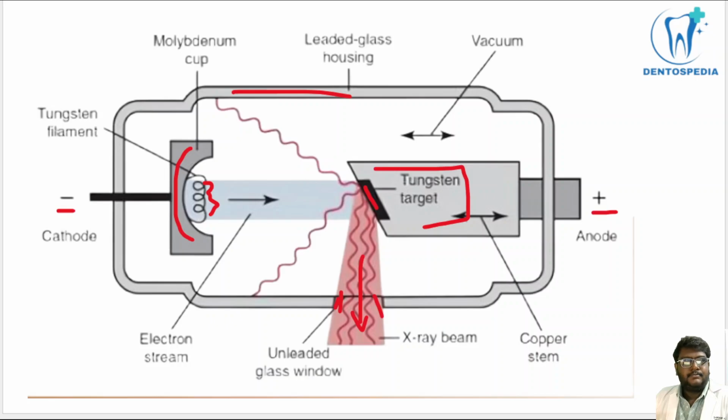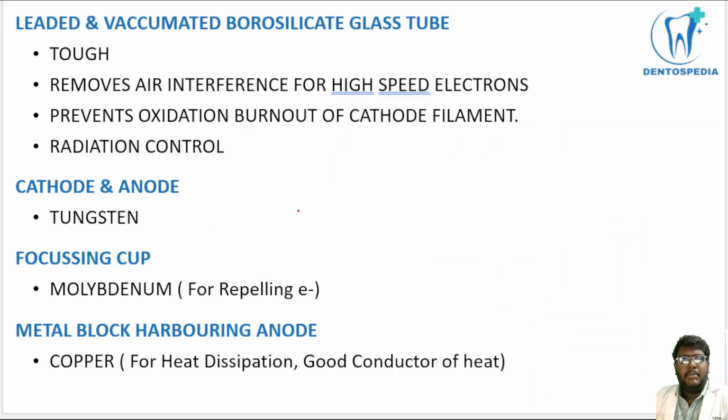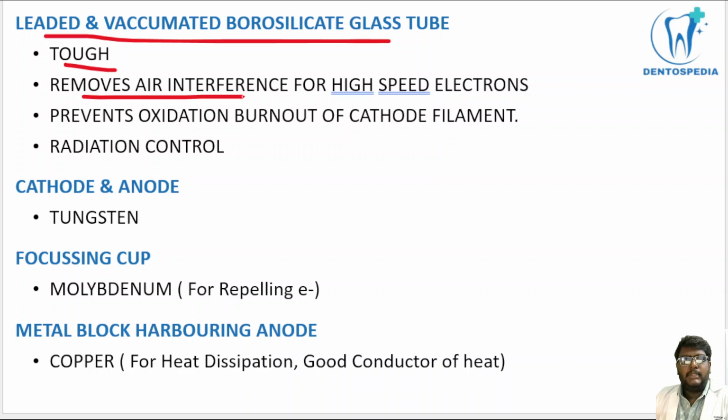Okay. And what are the purposes of various parts? What is the purpose of the leaded and vacuumated glass tube? It is tough in nature. And why is it vacuumated, right? Why are you evacuating the air molecules? Because it removes the air interference for high-speed electrons.